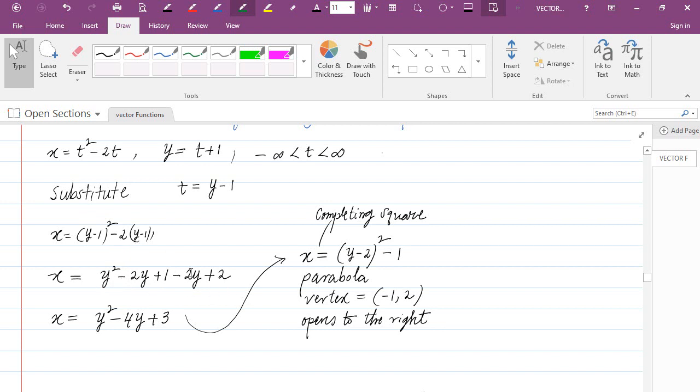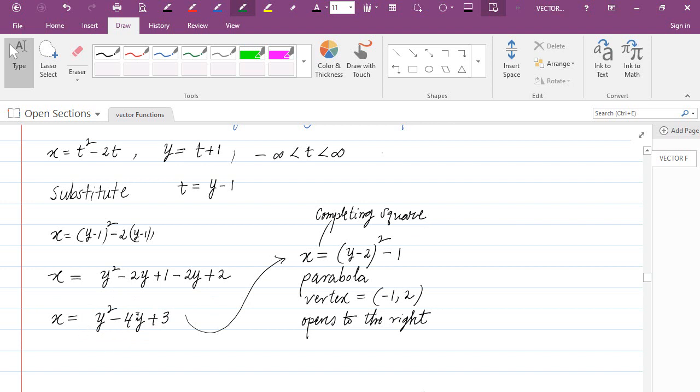And then if I simplify this, I get x is equal to y squared minus 4y plus 3. So notice we have eliminated the parameter t, and then we came up with an equation involving x and y, which is a familiar equation. This is a quadratic equation, so we know that the graph of this equation is a parabola, so the given curve is part of this parabola.